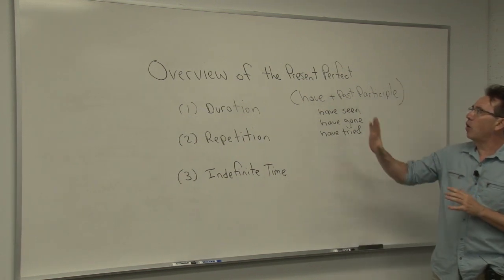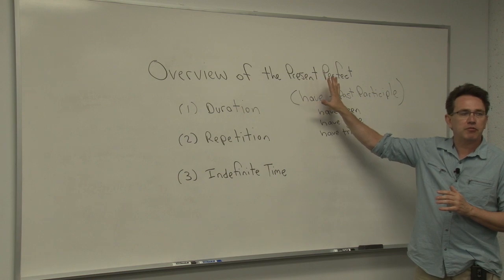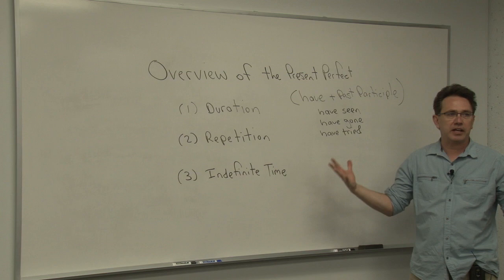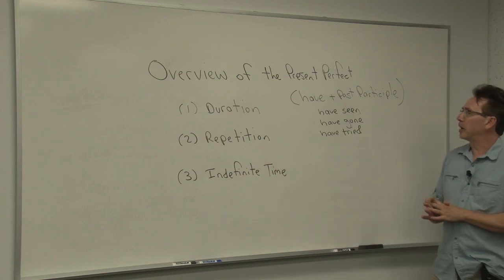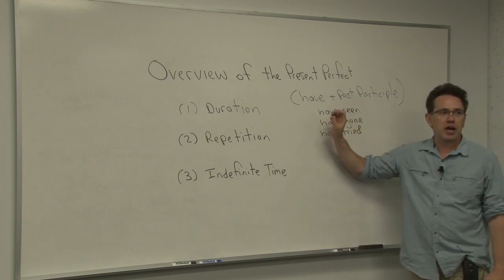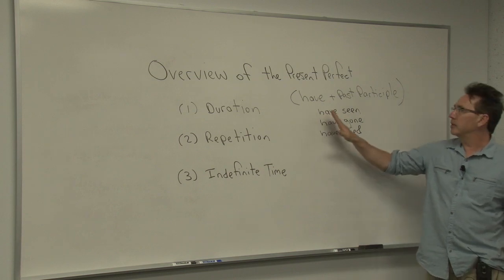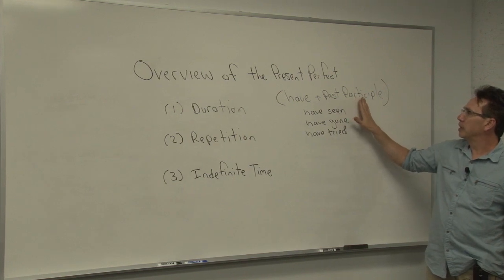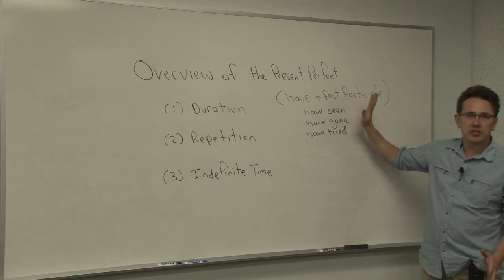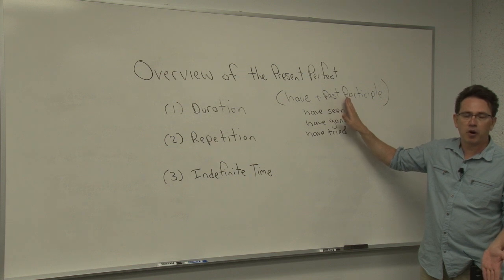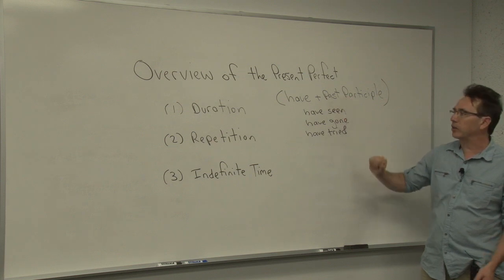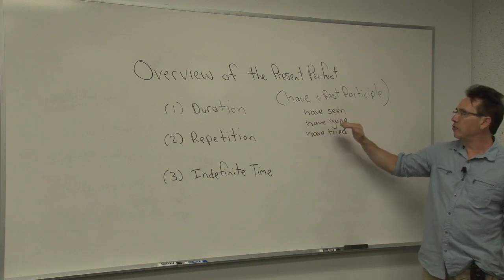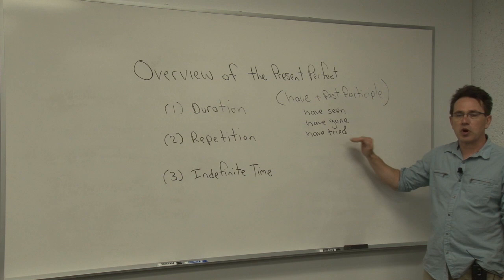Today we're covering an overview of the present perfect tense. An overview just means kind of a general idea of what it's about. Okay, so the present perfect, if you're not familiar with it already, is simply the verb have with a past participle. Now a past participle is the same as a past tense with most verbs unless it's irregular. So for example, have seen, have gone, have tried.